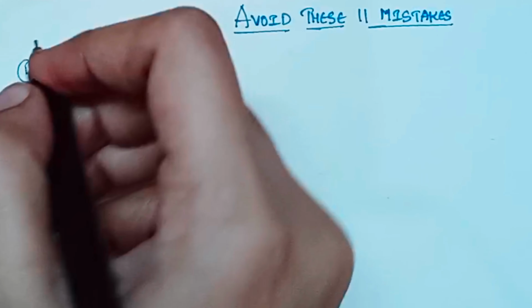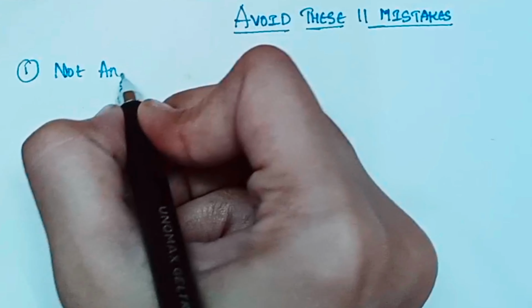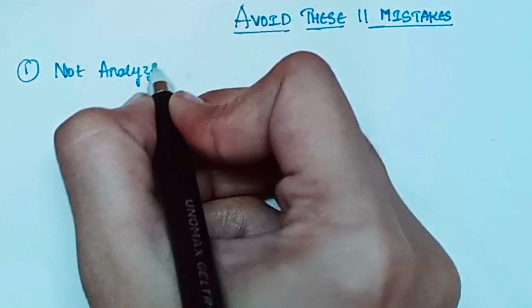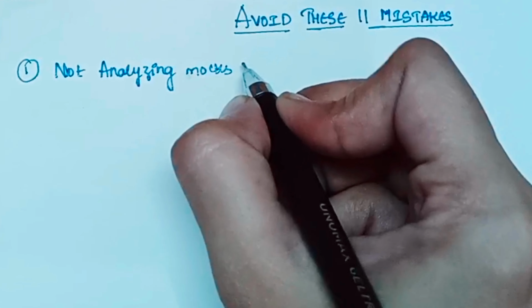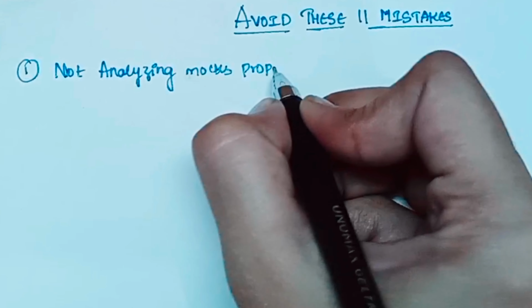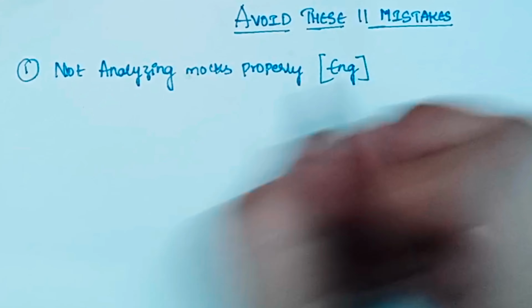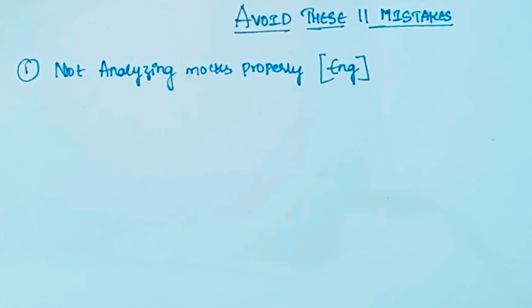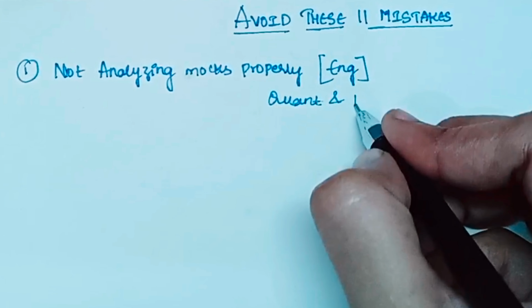The first mistake we make is not analyzing our mock properly. I'm not saying you're not analyzing completely, but there's an exception here. Everyone can analyze their quant and reasoning, but they neglect English. Please stop making wild guesses in English. It seriously leads to negative marks. Many aspirants will analyze their quant and reasoning but they neglect English.